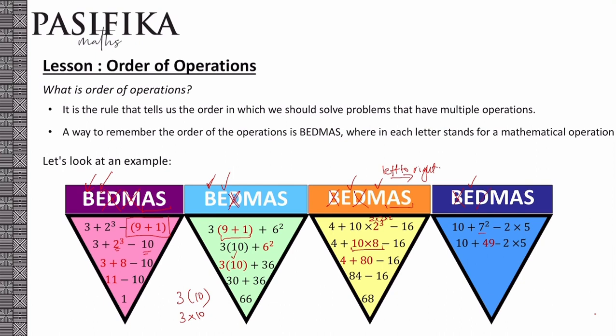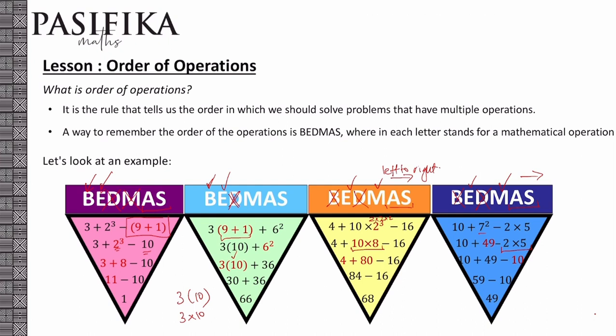Now, is there division? Nope, we don't have any division. What about multiplication? Oh, yes, we do. We've got multiplication there. So let's sort that out. Once we've done the multiplication, all we have is addition and subtraction. So remember, work from left to right. 59 take away 10, and the answer is 49. Did you get 49 for the answer as well? If you did, well done.